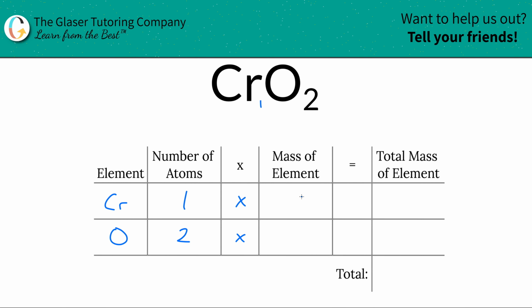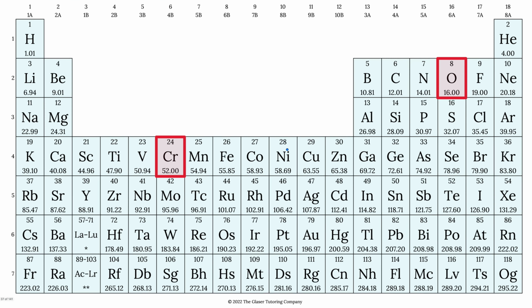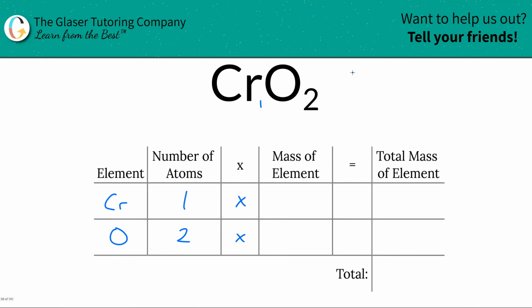Then we're going to take those number of atoms and multiply it by the mass of the element. Where do we find that? To the periodic table we go. These represent the masses. Chromium's mass is 52. Oxygen is 16. They can either be in grams per mole if you're doing molar mass, or AMU if you're doing molecular mass.